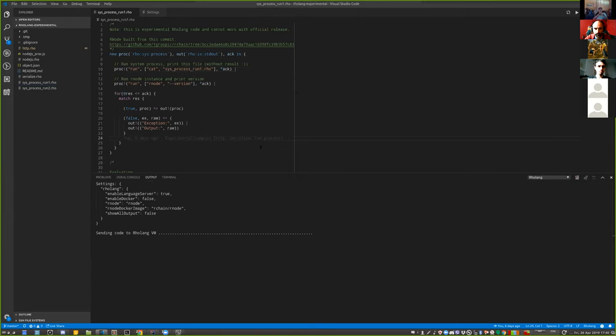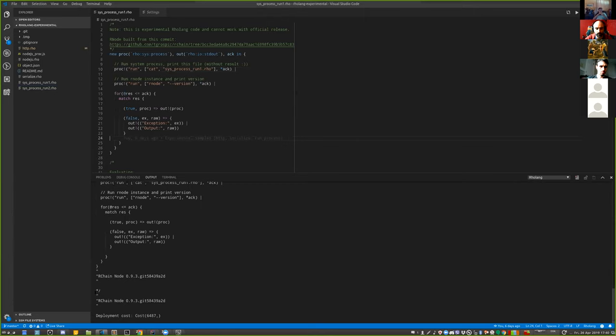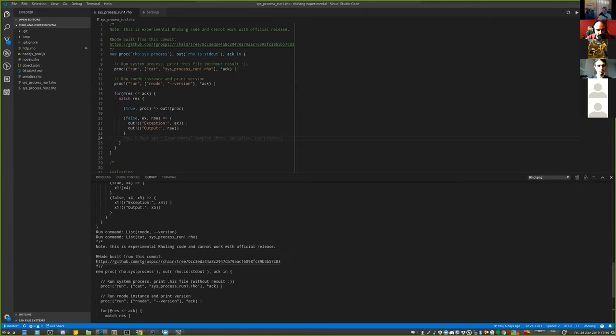So what we are expecting is two results. One from this file, and the one that is the node version. So this is the node version, and this is the whole file. So two commands are executed. This is what my code is printing out. This list is really this list.